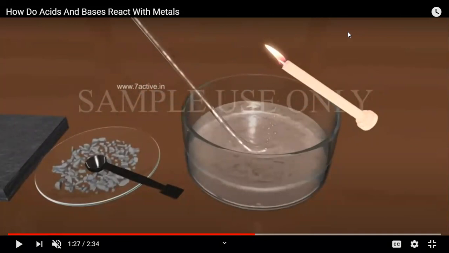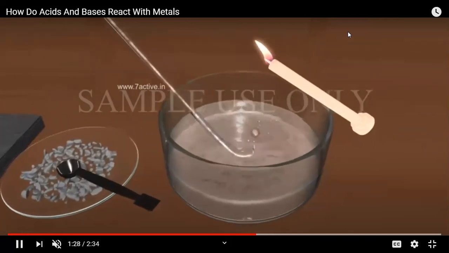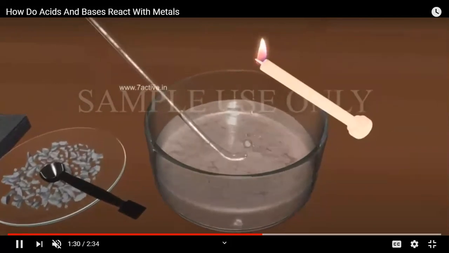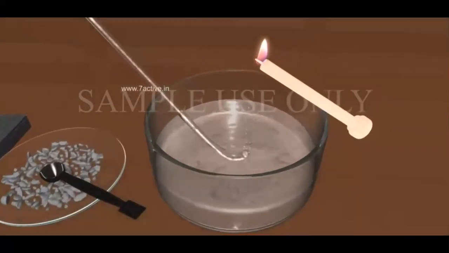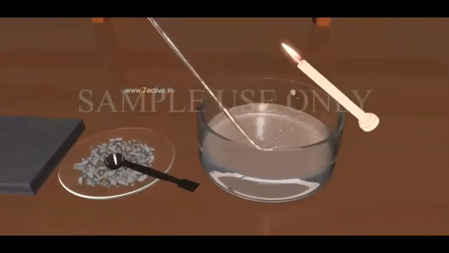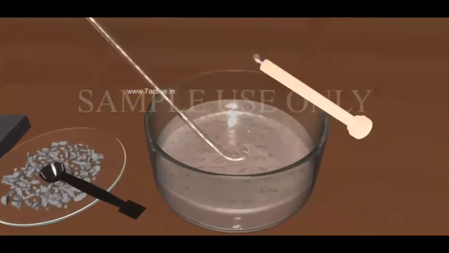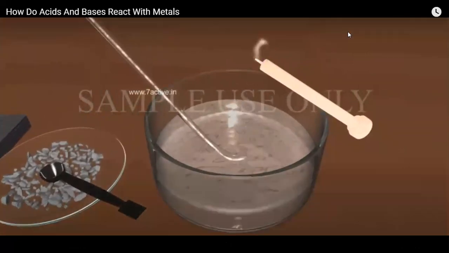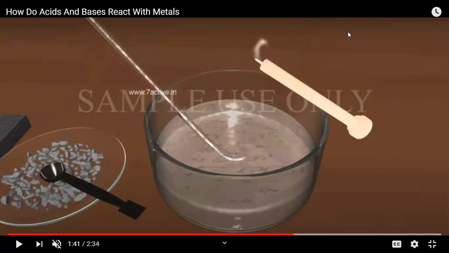And this is how we do the test for hydrogen gas. We bring a burning matchstick near the mouth of the test tube, or near the end of the delivery tube where hydrogen gas is released. And this hydrogen gas will extinguish the burning matchstick with a pop sound. So a pop sound will be produced when the burning matchstick is extinguished. I hope the process is clear to you. What is the test for hydrogen gas?